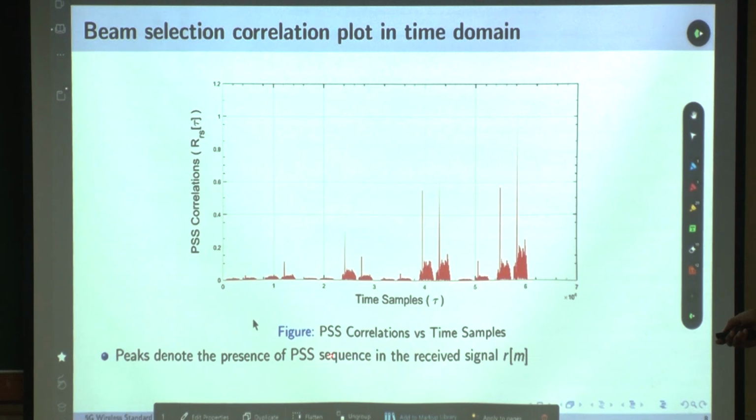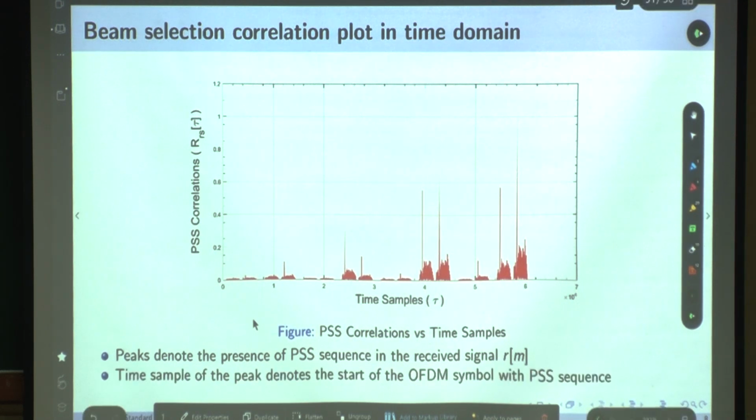Peak denotes the presence of the PSS sequence in the received signal R of M. What is it telling? That this particular direction is basically the strongest. Look at this, because the base station is not located in this direction. It is located in the last, 4th transmit beam and 4th receive beam. That's where it is located. You find out the maximum, and it will tell you that this is the best beam pair, looking at the correlation.